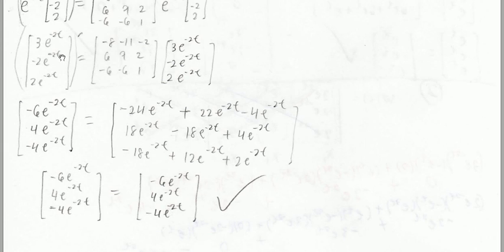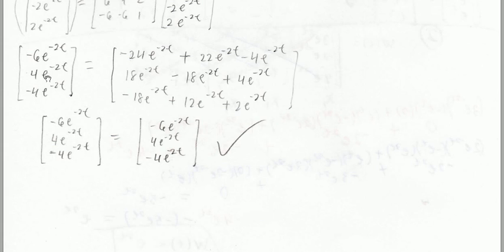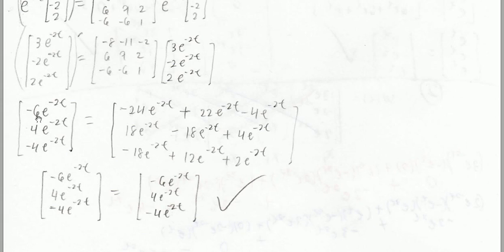And then for the next step, I take the derivative of the matrix on the left side. When you take the derivative of e to a power, you just take the derivative of the exponent and multiply it. So negative 2 times 3 is negative 6. Negative 2 times negative 2 is 4. And negative 2 times 2 is negative 4, and so on.